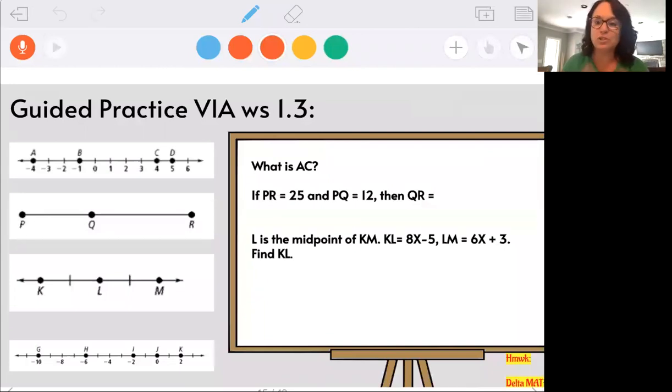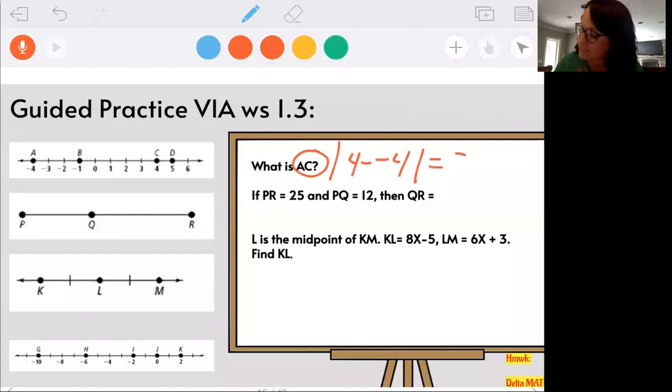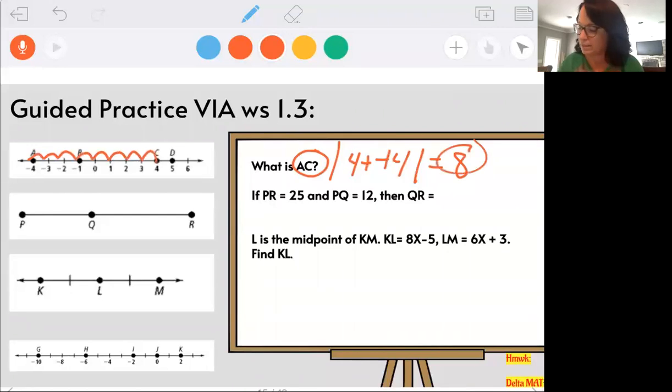So let's take a look at a little guided practice via worksheet 1.3. Had you been doing worksheet 1.3, but you're going to do Delta Math, you would have answered these questions. What is AC? You might say, oh, it's a line segment. No, it's not. Without a bar over it, it's the length from A to C. You can subtract 4 minus -4, put them in absolute value and say it's 8, because you add. Or you can just hop from A to C and go 1, 2, 3, 4, 5, 6, 7, 8. I don't care as long as you get there.